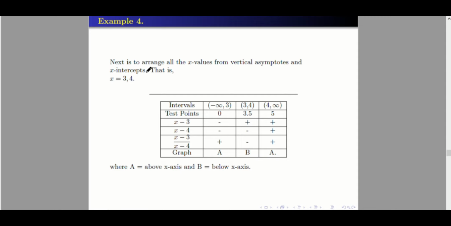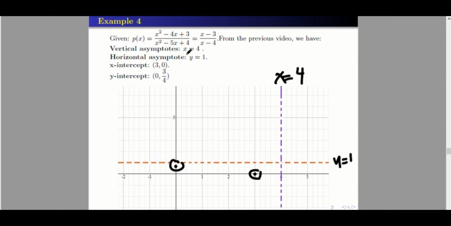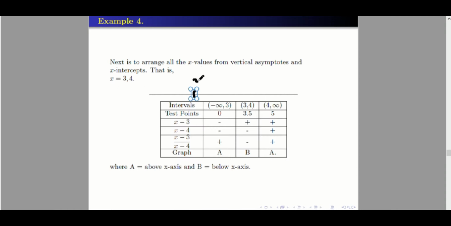Okay, next is to arrange. So what are the values of our x? We have only x equals 4 and 3. So we have 3 and 4. So our intervals therefore are negative infinity to 3, 3 to 4, 4 to positive infinity. So choose your test points. I have 0, 3.5, and 5. So substituting these values to our numerator and denominator, we have these signs.